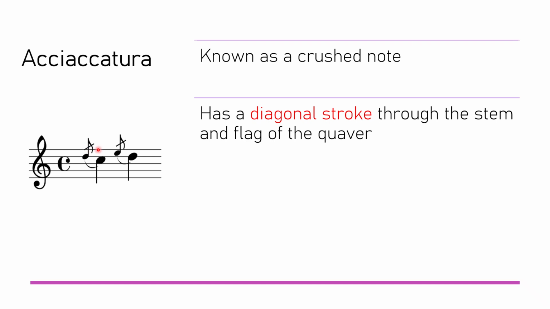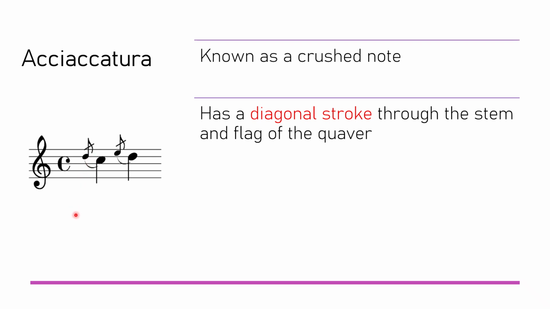Remember we said ornaments are small sized notes. You can see this is the full size note, and I am putting this small size note, this acciaccatura, before this full size note to show that it is this full size note that I want to decorate or embellish. So anytime you see this small sized quaver note that has a diagonal stroke, this is known as an acciaccatura.